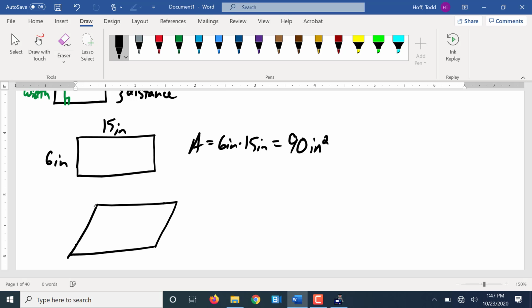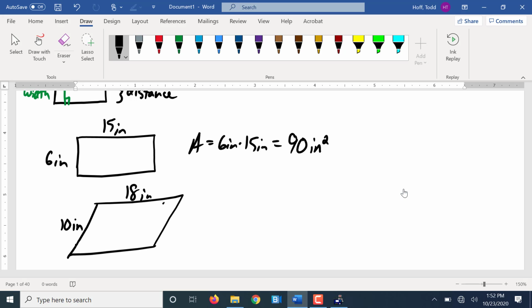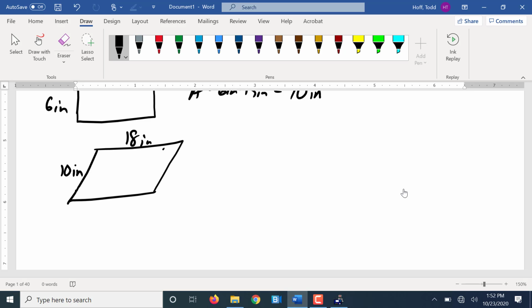If it's a parallelogram, let me make that actually look like a parallelogram a little bit. Let's say this up here is 18 inches, and this here is 10 inches. Do I do 18 times 10 to find the area? Okay, so for this one, for a parallelogram, to find the area, am I going to do 10 times 18? Say no, why not? Yeah, for area, we have to have two dimensions that form a right angle. So if I tell you that this here is 8 inches, now how do we find the area?